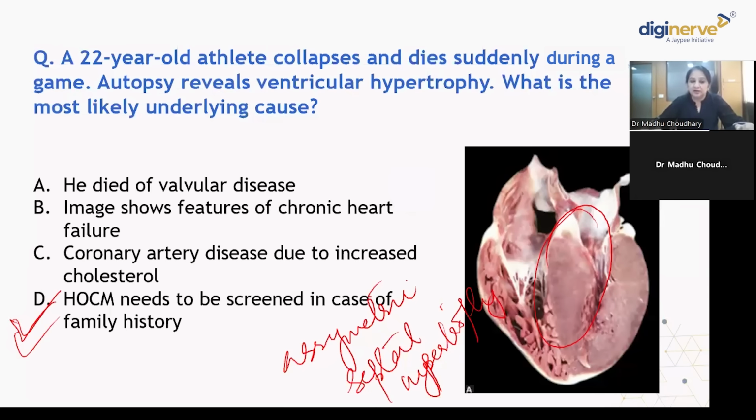Let's rule out the other options. Died of valvular disease? No, there was a sudden death without any predisposing factor, right? Then image shows feature of chronic heart failure, unlikely. Coronary artery disease due to increased cholesterol, again, no. So family history of HOCM needs to be screened. That is the correct option here, right? Let's move on to the next question.